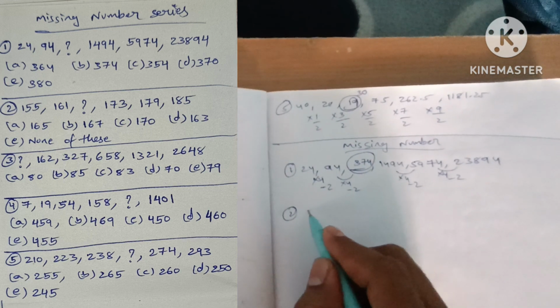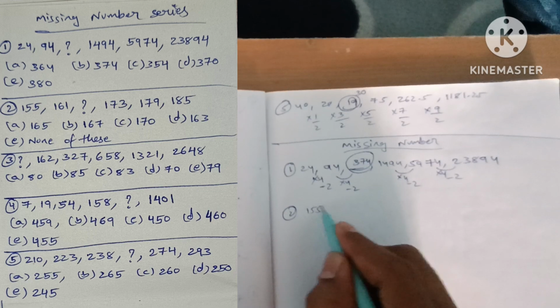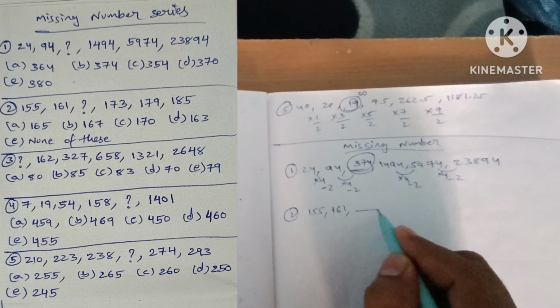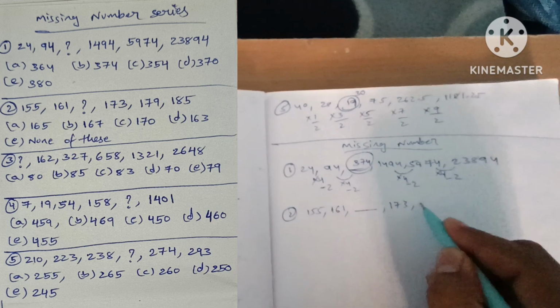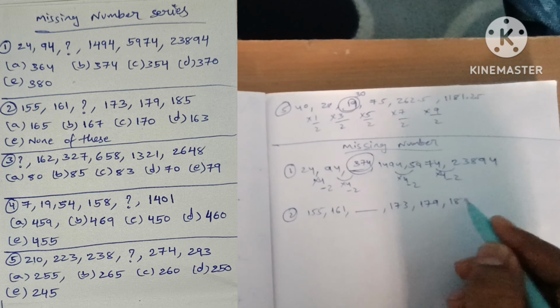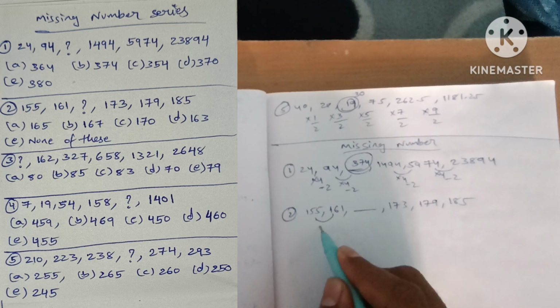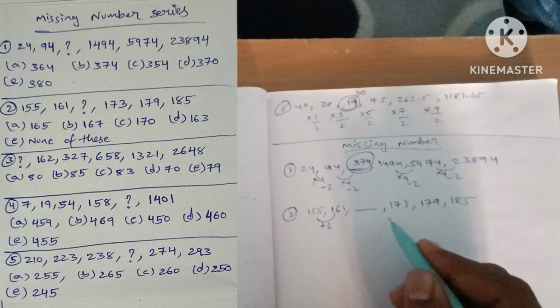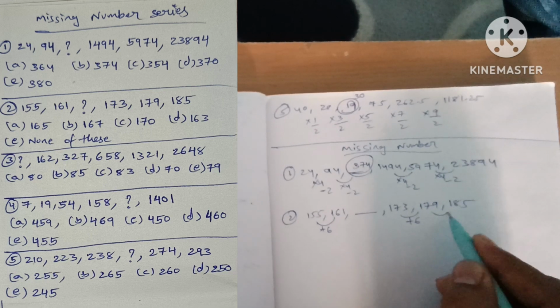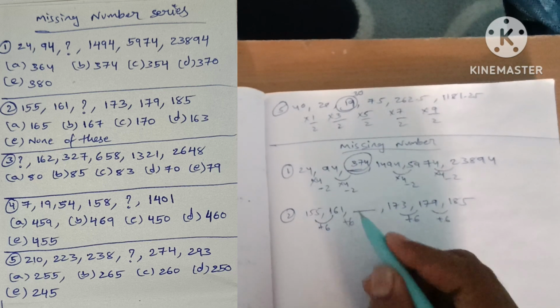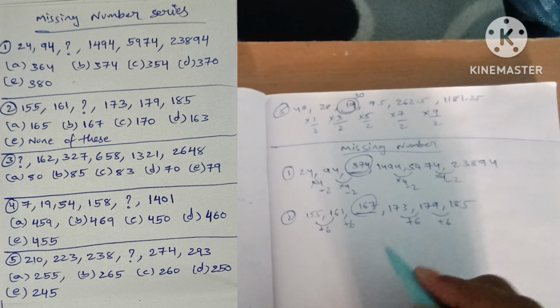Second one: 155, 161, dash, 173, 179, 185. Here the difference is plus 6, plus 6, plus 6. So here also plus 6. 167 is our missing number.